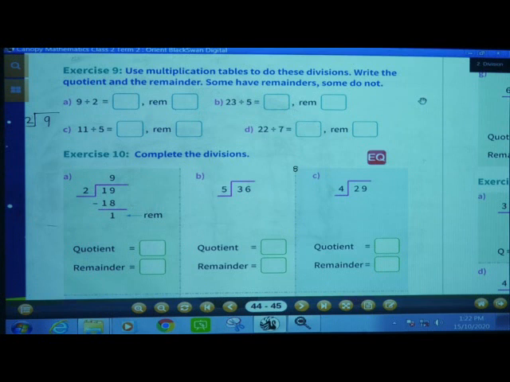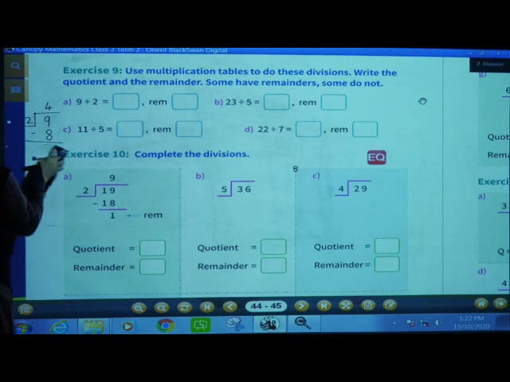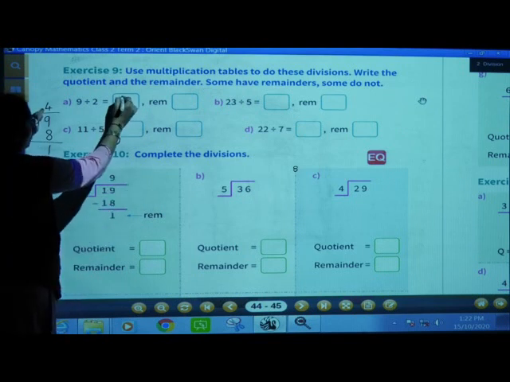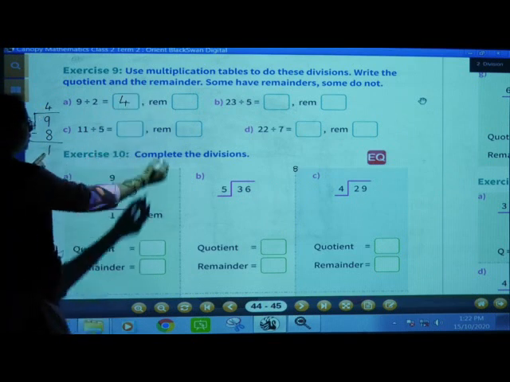So, we will see a smaller number than 9. Then what is the smaller number than 9? 8. So, 2 fours are 8. Write 8 below this dividend and then subtract 8 from this 9. 9 minus 8, not 0, 1. So, 4 is the quotient and 1 is the remainder.